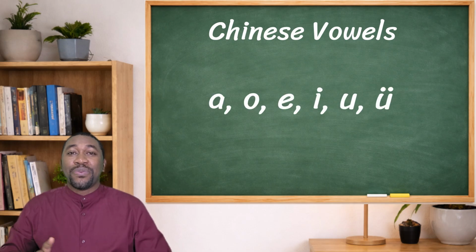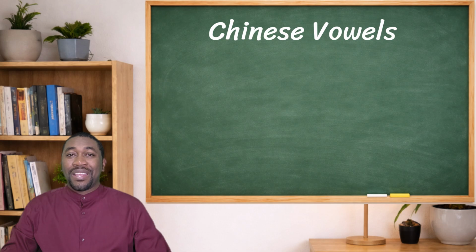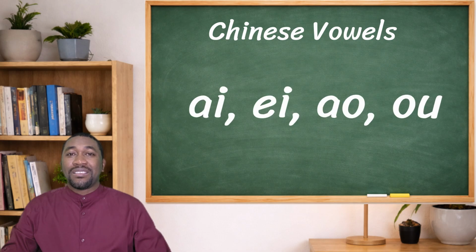So we're going to start with the basic vowel sounds. Repeat after me. A, O, I, U, U. Very good. Now let's look at the diphthongs.